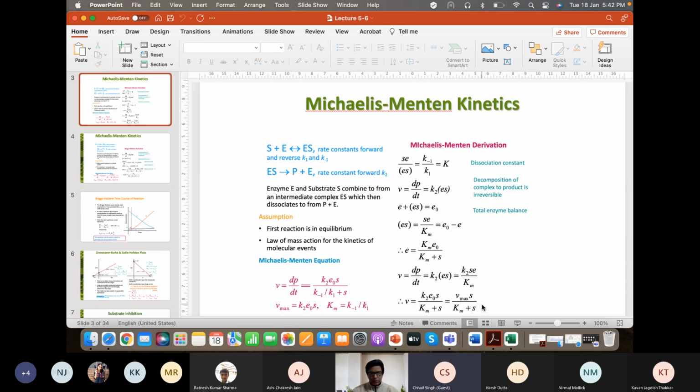This is a hyperbolic equation, and those who are doing mathematics should also note that this is a hyperbolic equation, where if you were to plot V versus S, you'll have a hyperbola with asymptotes at S equal to minus Km and at V equal to V max. And normally, all the simulation and all the results that we do are in the first quadrant of this hyperbola, where S is positive. So S cannot take a negative value. It is from 0 to some finite value that S can be permitted within a cell or in the environment of a cell.